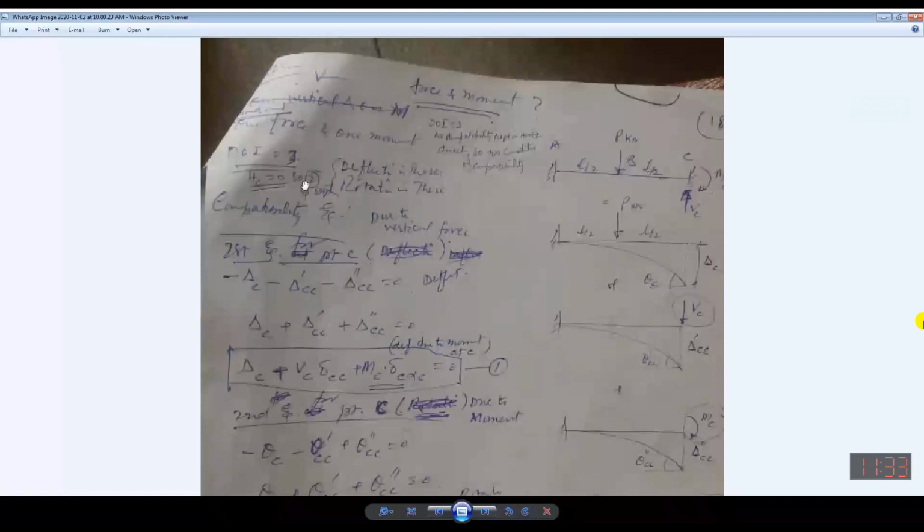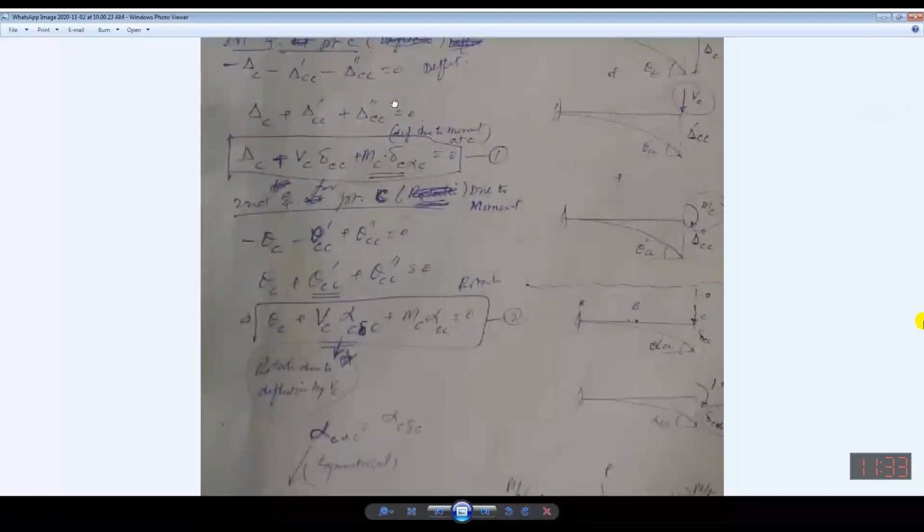Only I need two equations. So two equations will be developed, and I need to solve these two equations. How can I consider VC and MC as redundant? These are the two forces which have been considered to be redundant. Against VC there will be deflection. Against MC there will be rotation. Is everybody listening carefully? Anyone from the class?